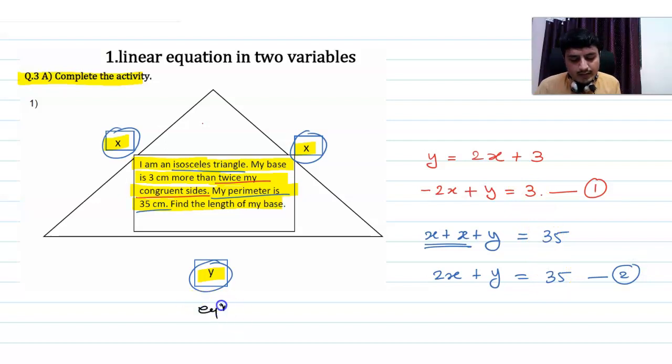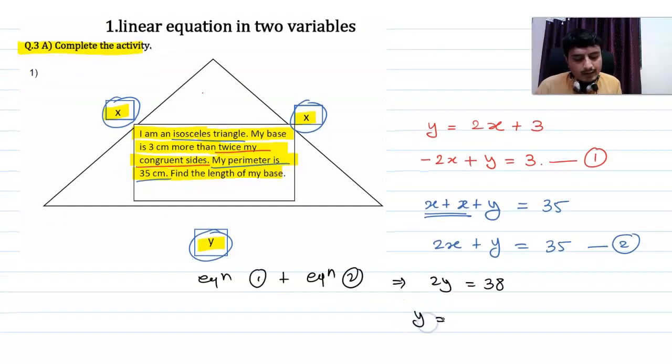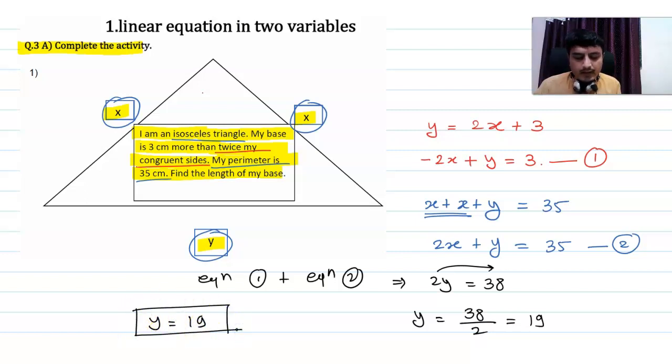Now look at equations 1 and 2 carefully. What will happen once we add equation 1 to equation 2? Minus 2x plus 2x gives us 0, so it gets cancelled. y plus y becomes 2y, so we have 2y equals 35 plus 3, which is 38. Now to evaluate the value of y, shift 2 from LHS to RHS. 2 is a multiplier; after shifting it becomes a divisor. So 38 divided by 2 gives us 19. So the value of y is 19. That means the length of the base of the triangle is 19.